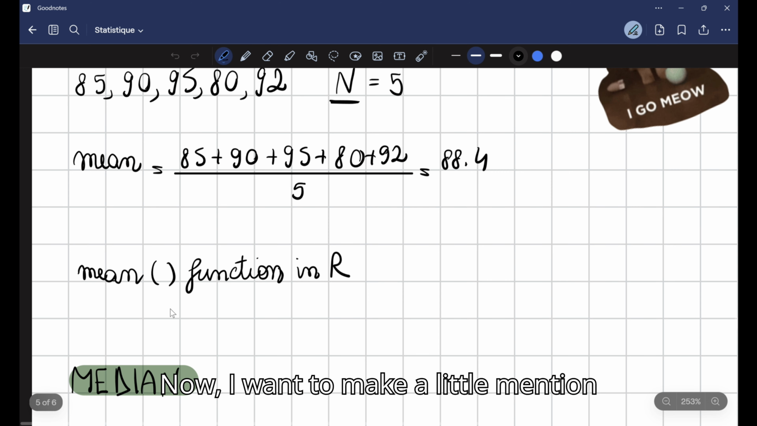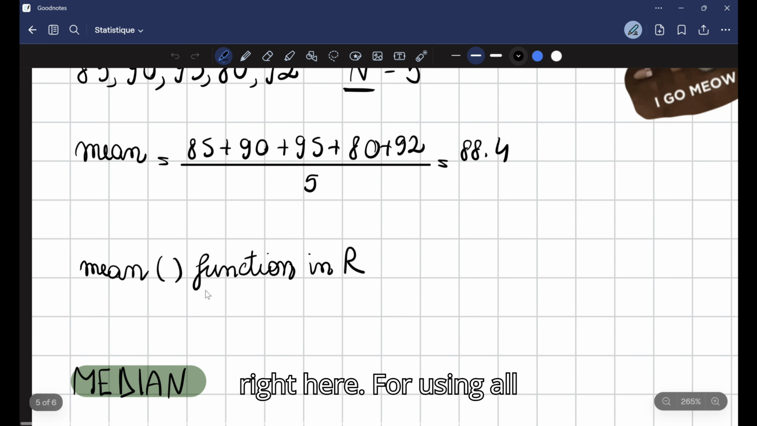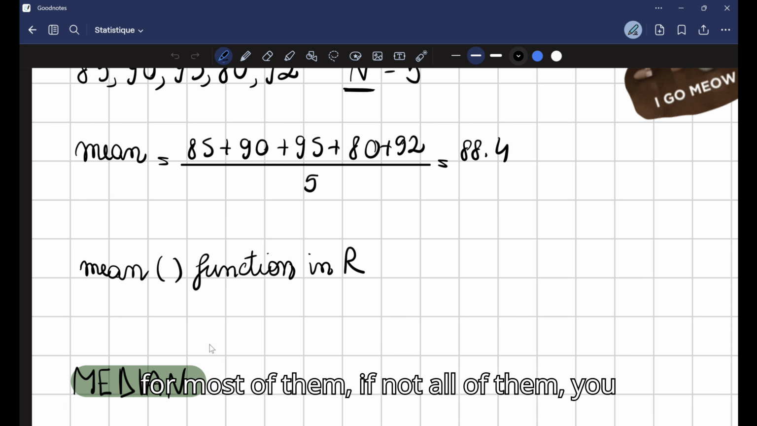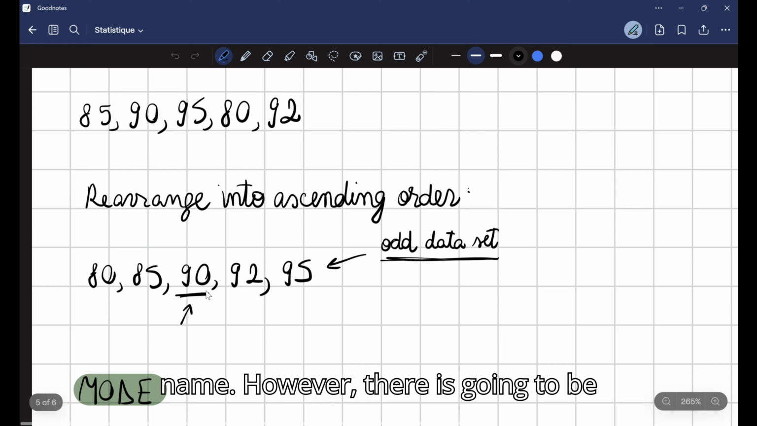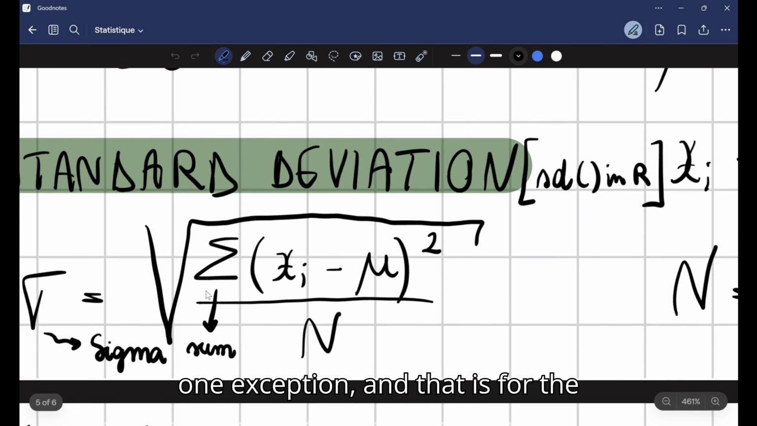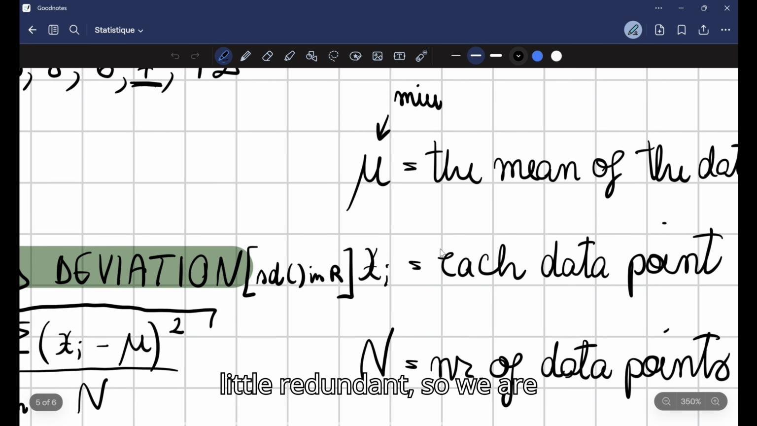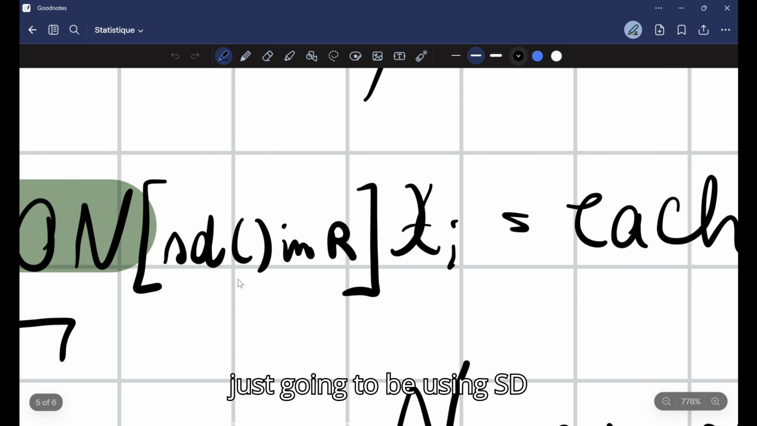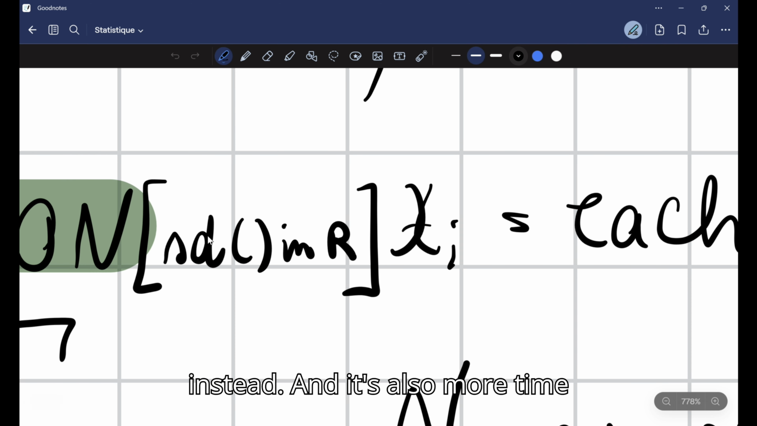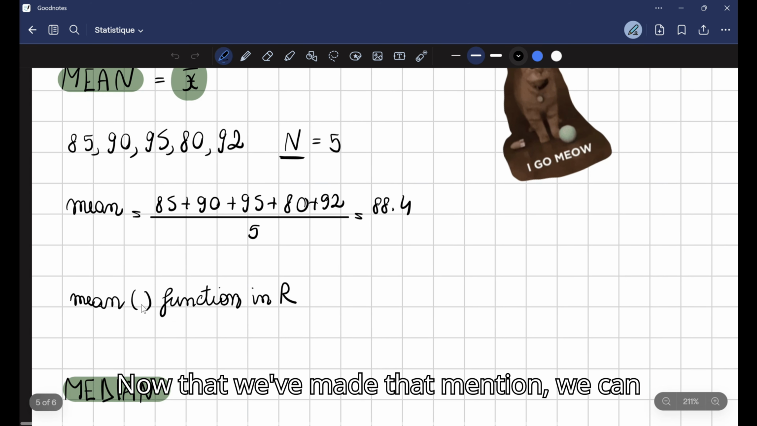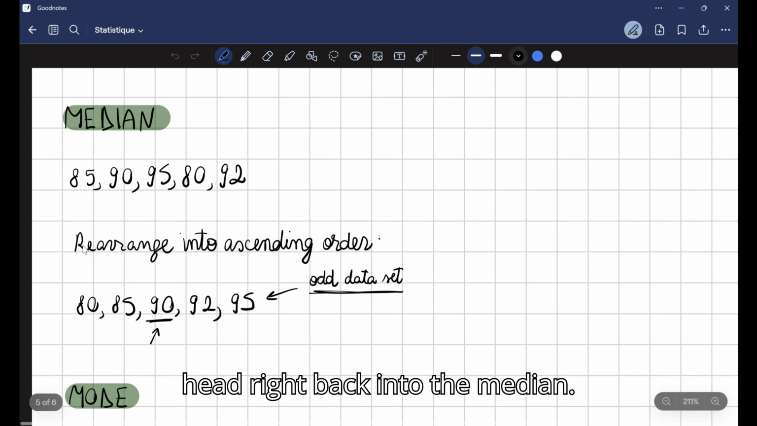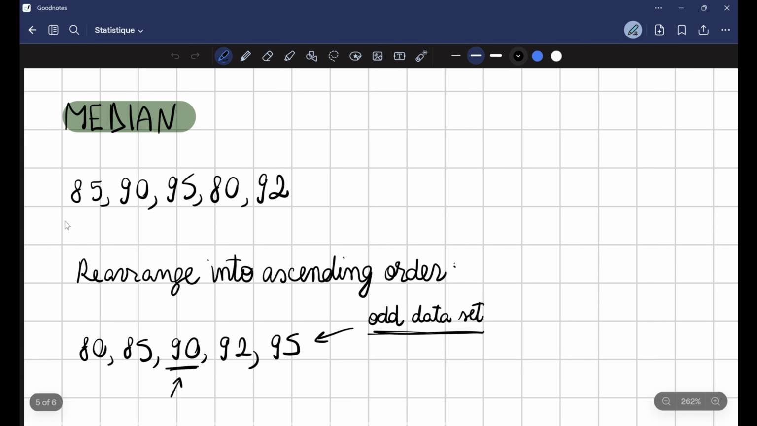Now, I want to make a little mention right here. For using all of these functions in R, for most of them and not all of them, you would simply have to use your name. However, there is going to be one exception, and that is for the standard deviation, because it would be a little redundant, so we are just going to be using SD instead, and it's also more time efficient, and that's how it works. Now that we've made that mention, we can head right back into the median.